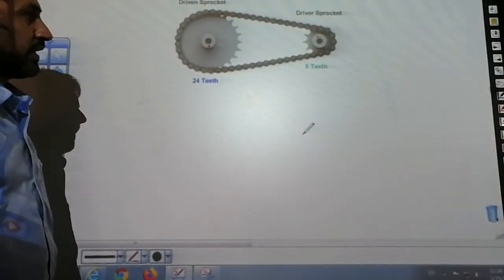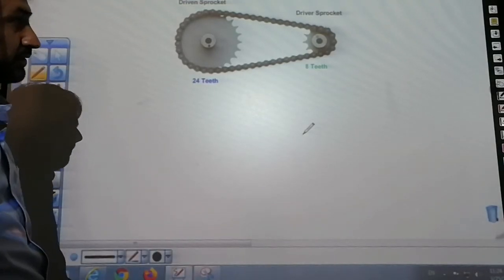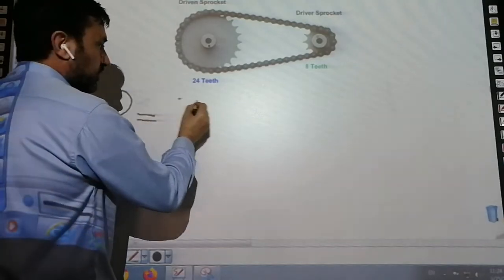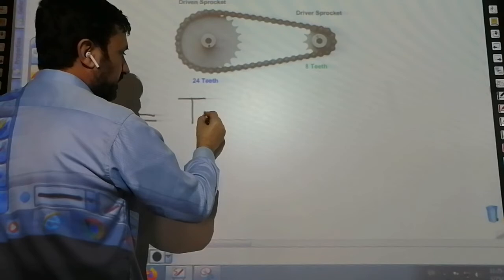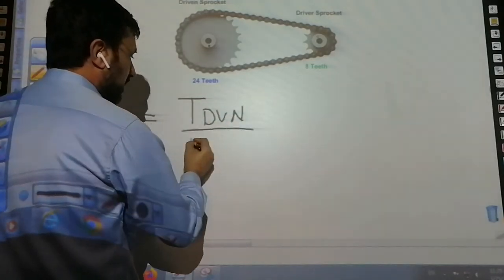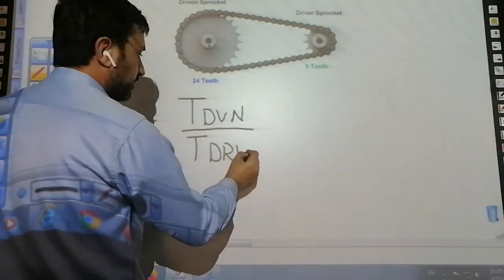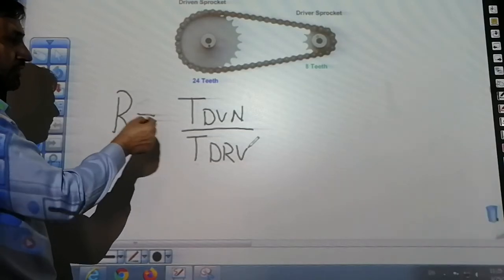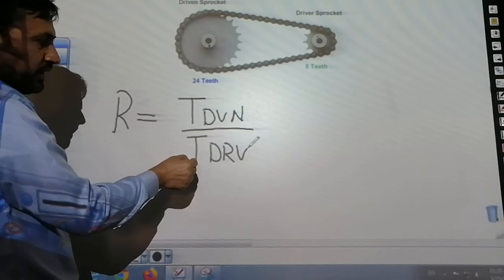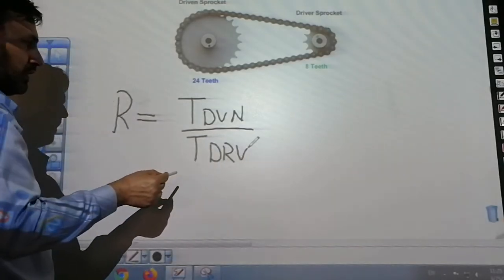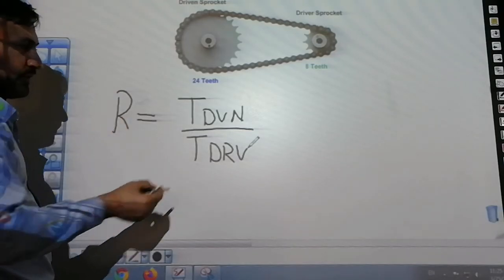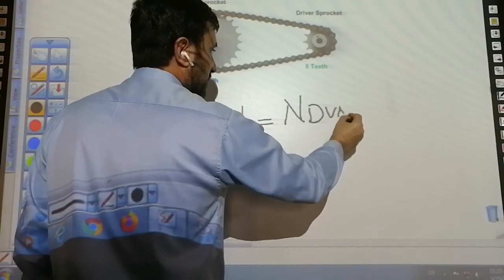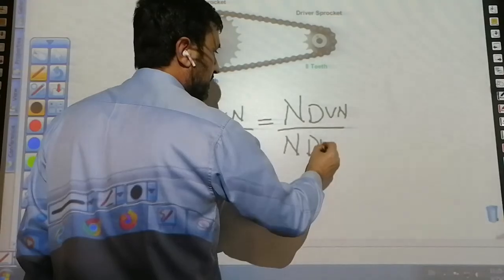Now chain drive system formula in terms of torque. We discussed in terms of teeth and in terms of speed. Now we will discuss in terms of torque of the sprockets. So R is equal to T, which is used for torque, torque of the driven sprocket, T dvn, over torque of the driver sprocket, T drv. So you can find this chain drive system torque formula. R is equal to torque of the driven over torque of the driver sprocket. Now we also know that R in terms of teeth is equal to number of teeth of the driven sprocket over number of teeth of the driver sprocket, N drv.